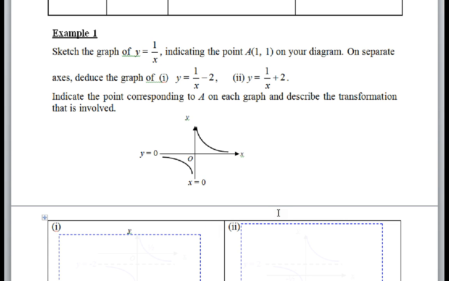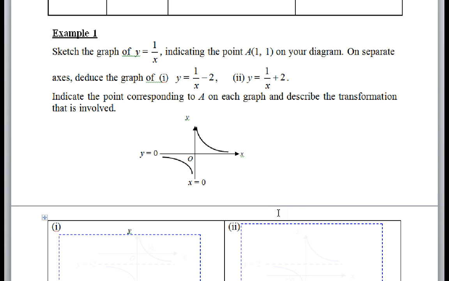Okay, let's look at example 1. Sketch the graph of y equals 1 over x. Of course, this is O-level stuff, no problem. Indicating 1, 1 on your diagram. A separate axis, sketch this and that.